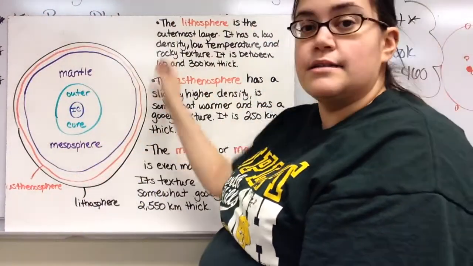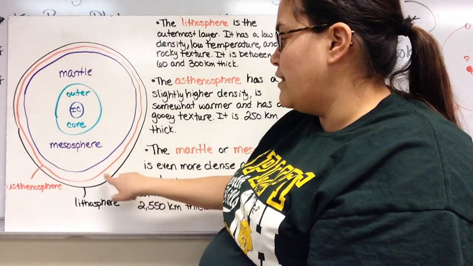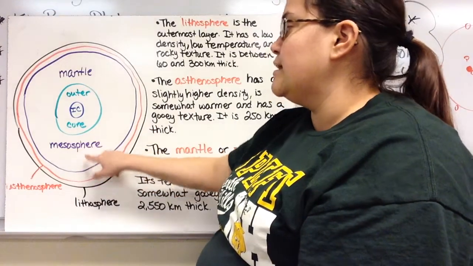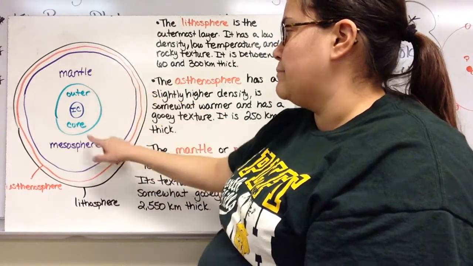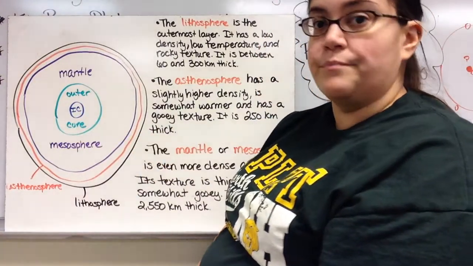Okay, so here's a diagram of these layers. And again, the lithosphere is on the outside, then the asthenosphere. So this part in here is the asthenosphere. The mesosphere is this middle part, or mantle, the same thing. The outer core, and then in the very middle, the inner core.